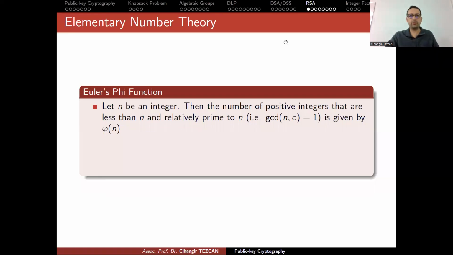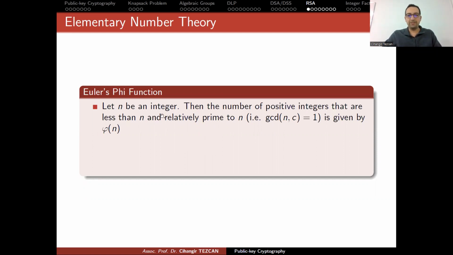All right, so today we are going to talk about the RSA Cryptosystem. RSA stands for the last names of the founders, Rivest, Shamir, and Adelman. But before talking about RSA, and in order to understand how this works, we have to talk a little bit about elementary number theory. So let's start with Euler's phi function.